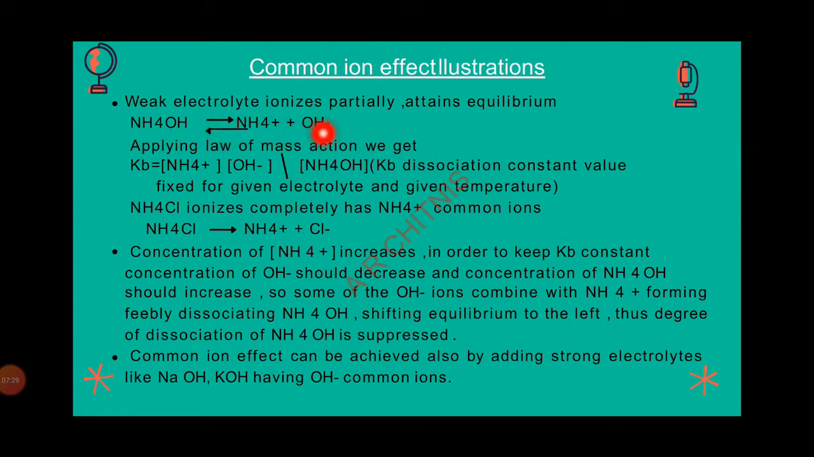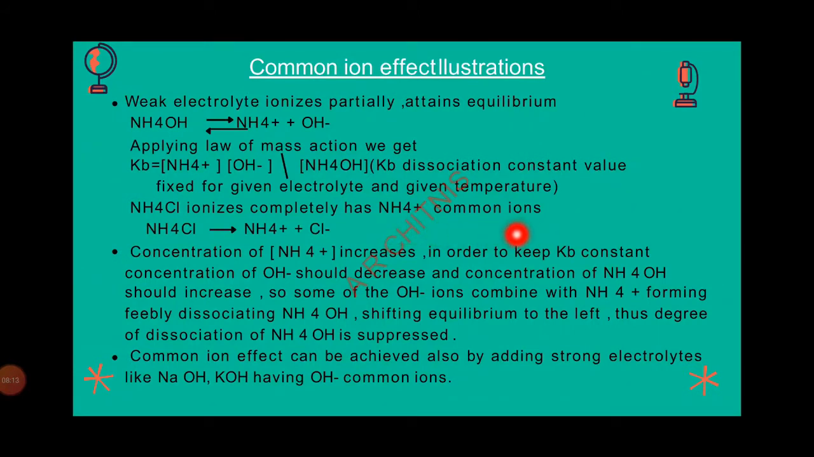Now let us discuss the common ion effect once again. A weak electrolyte ionizes partially and attains equilibrium, giving rise to NH4 plus and OH minus ions. Applying the law of mass action, Kb, the dissociation constant, is equal to the concentration of NH4 plus ions, that is the product side, into the concentration of OH minus ions, divided by the concentration of undissociated NH4OH. Kb, the dissociation constant, has a fixed value for a given electrolyte and a given temperature.